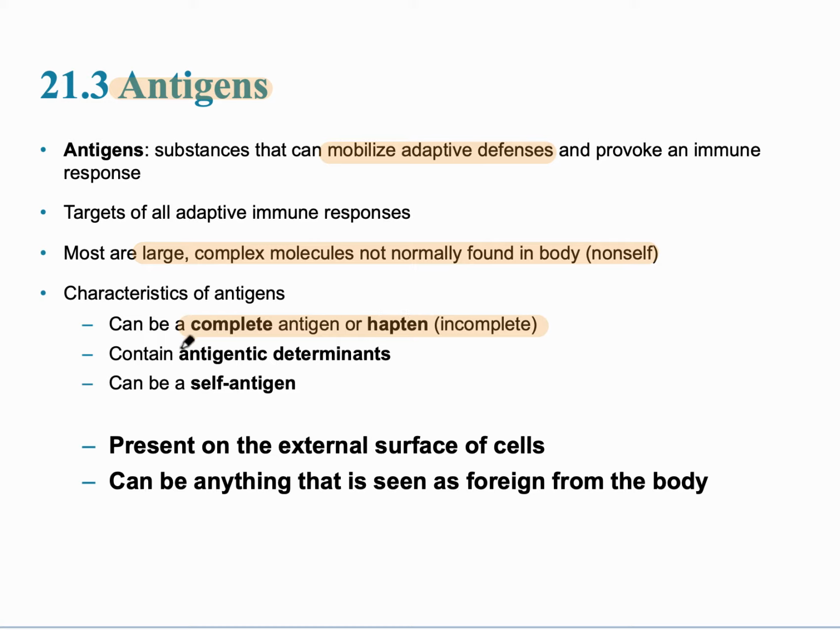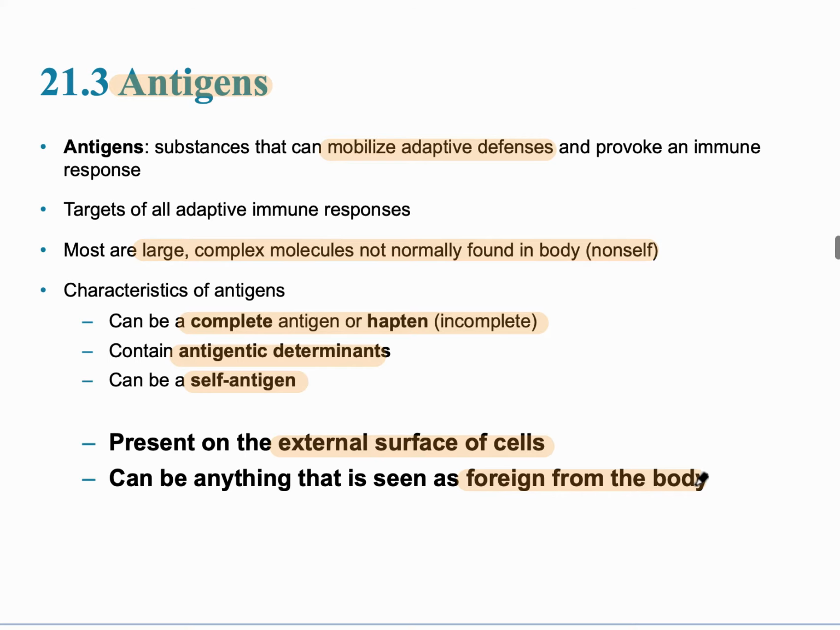The next characteristic of an antigen is that it has what are called antigenic determinants, and it can also be a self-antigen. Antigens are present on all the external surfaces of the cell. They're essentially markers in the outer membrane of the cell, and they can be anything that's seen as foreign to the body. So if those lymphocytes are trained properly, the immune system is going to be able to differentiate self from non-self.